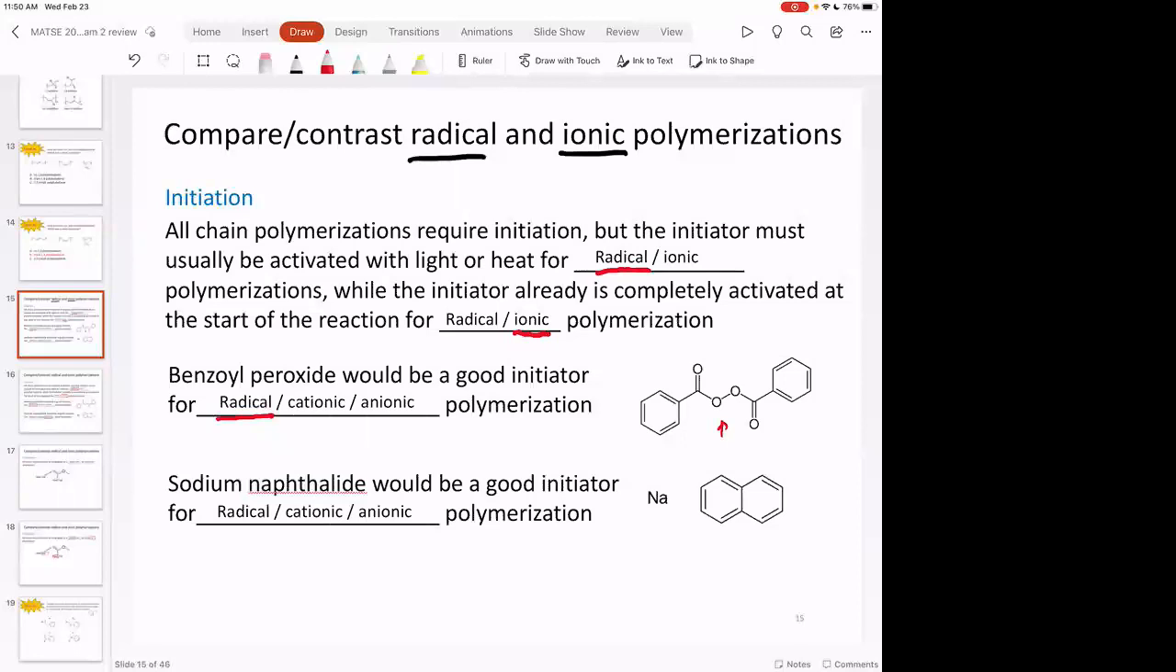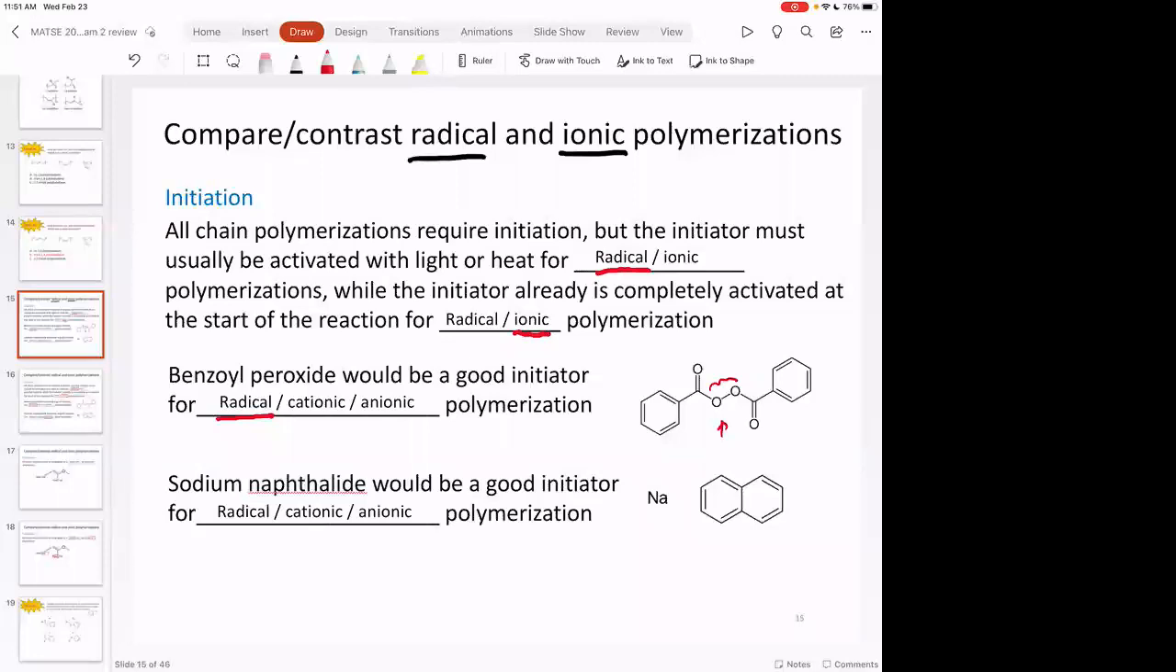And what's the dead giveaway for why we know that this is a radical initiator? It's got this peroxide bond, which is an oxygen bonded to oxygen, and peroxides make radicals. That's what they do. Same with AIBN, it liberates nitrogen and makes radicals. So if I show you a picture of a radical initiator, you should be able to tell me how it makes radicals. All right, sodium naphthalide, a very special initiator.